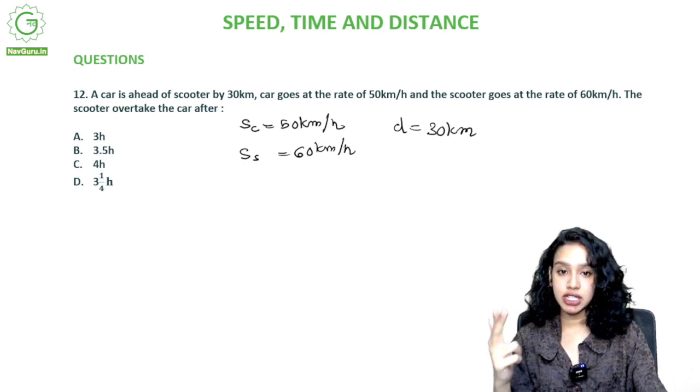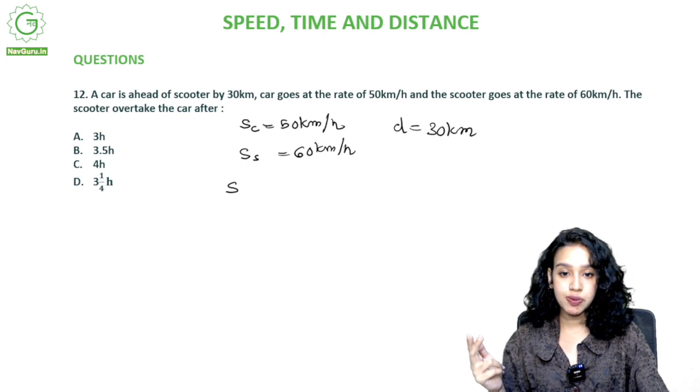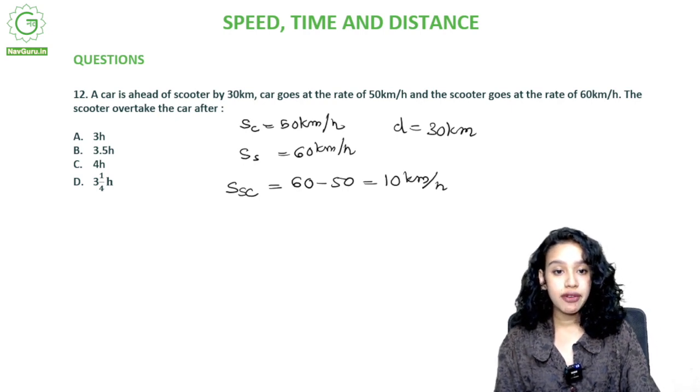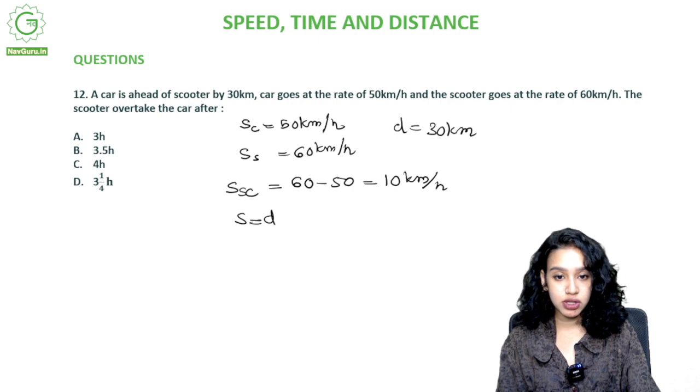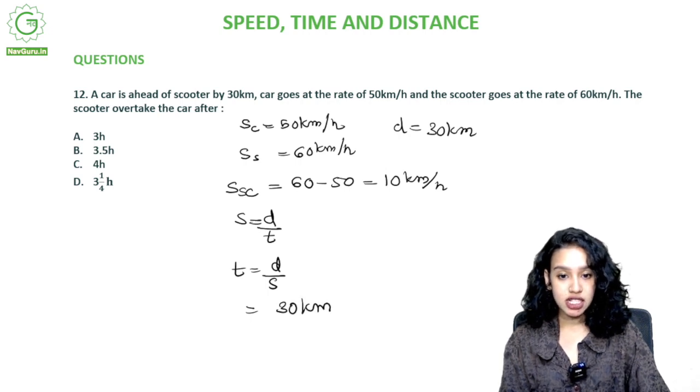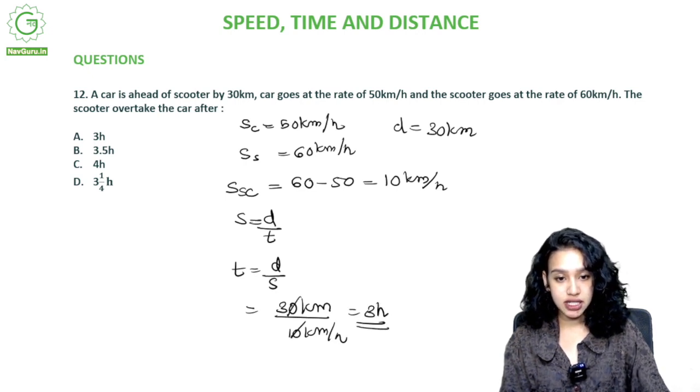So, they are moving in the same direction. So, basically the relative speed of the scooter with respect to the car is equal to 60 minus 50, which is equal to 10, right, which is 10 km per hour. Now, we have to find the time. So, speed is equal to distance by time and time is equal to distance by speed, and distance is 30 kilometers and speed is 10 kilometer per hour. So we could cancel this out and we get 3 hours to be the answer. The answer is 3 hours, right?